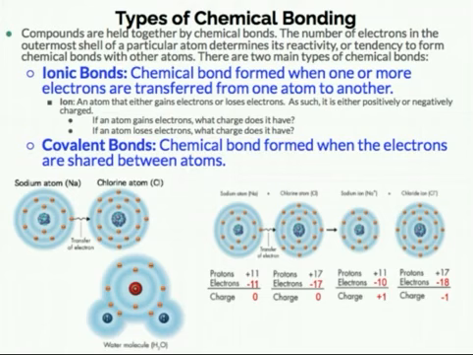Covalent bonds are chemical bonds formed when electrons are shared between atoms. So down here are a couple photos. Right here, the transfer of an electron, this would be an ionic bond. Whereas water, as we talked about last class, is sharing. Therefore, that is covalent.